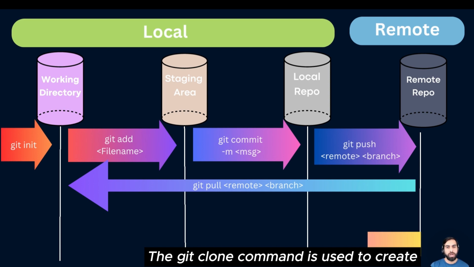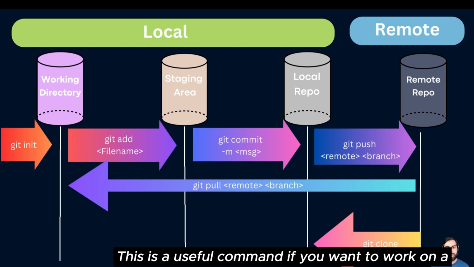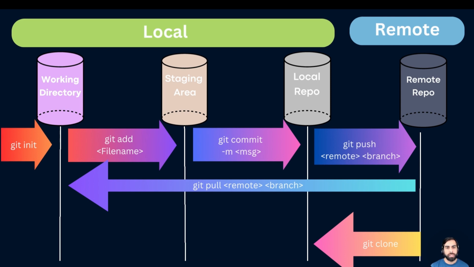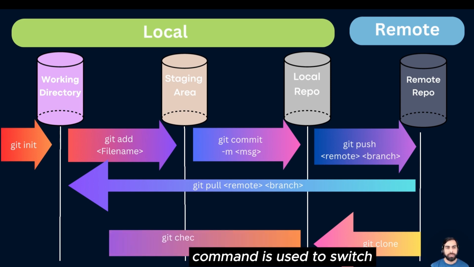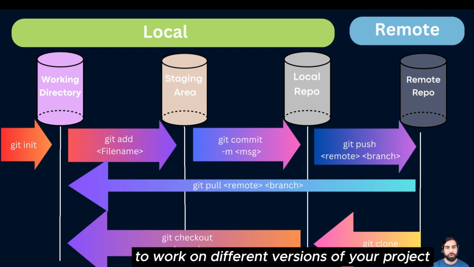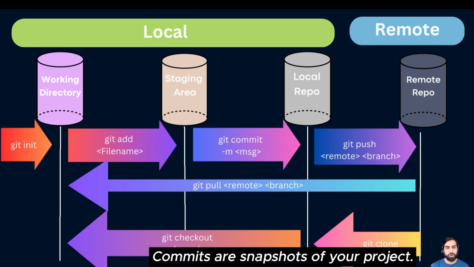The git clone command is used to create a copy of an existing Git repository. This is a useful command if you want to work on a project that is hosted on a remote server. The git checkout command is used to switch to a different branch or to a specific commit. Branches are a way to work on different versions of your project at the same time. Commits are snapshots of your project.